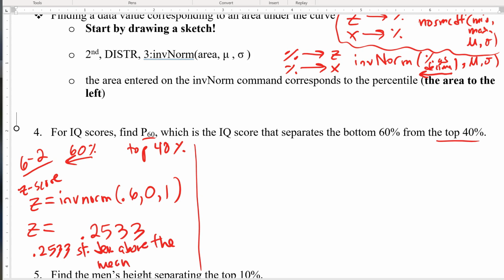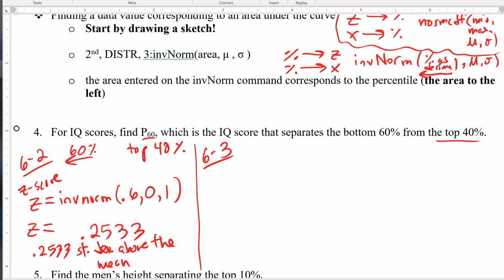That 0.25 is not a percentage. If I ask you for a z-score and you turn this decimal into a percentage, we're going to have a problem. A z-score is not a percentage. Well, in 6.3, what they're going to want is they're going to actually want the actual IQ that does this.